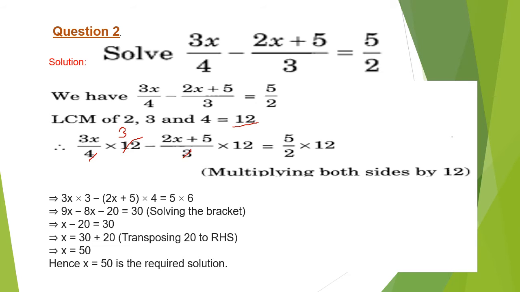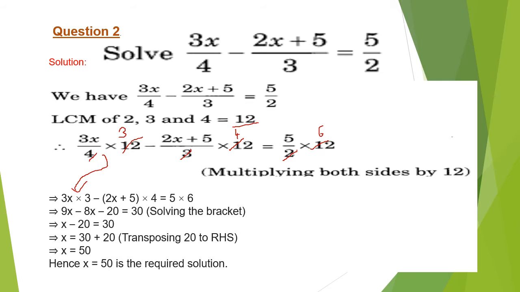Then 3 ones are 3, 3 fours are 12. Again 2 ones are 2, 2 sixes are 12. We can simplify these terms. Now let us write down the remaining terms. Children, here 3x into 3. So see, I wrote the 3x into 3 here. Then write down the minus as it is. Then here the remaining terms are 2x plus 5 into 4.